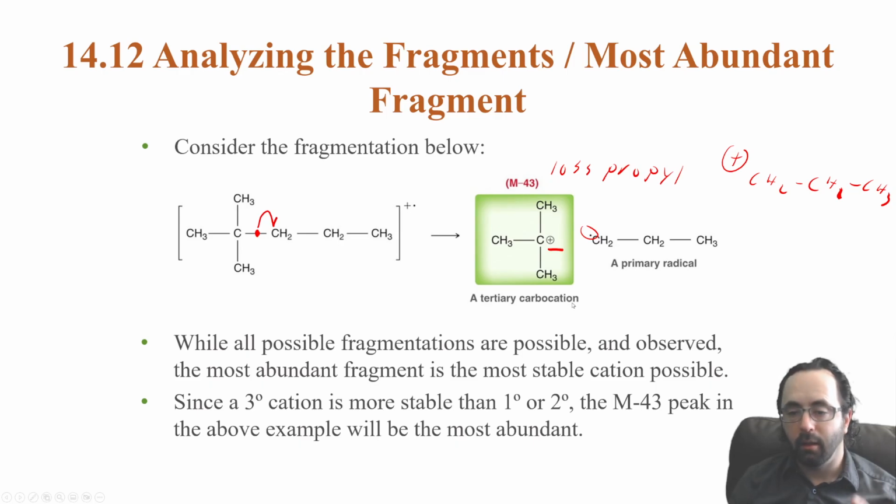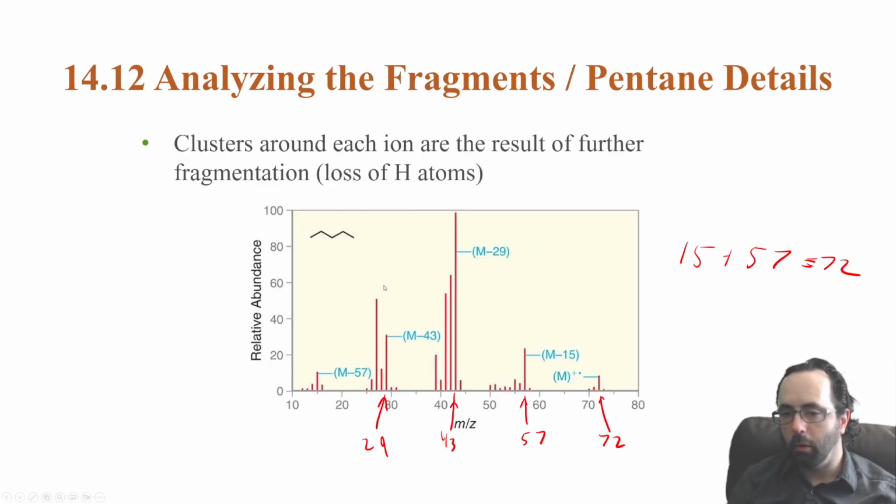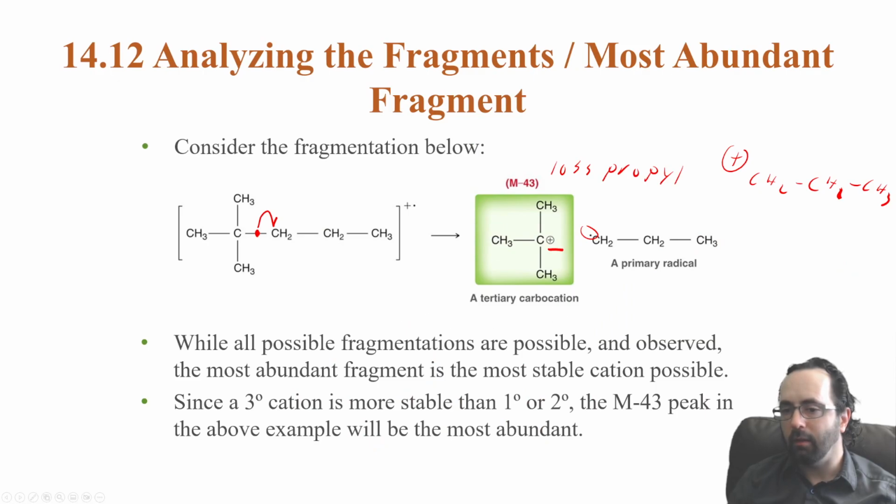Instead of getting, like here, you saw kind of an even distribution of both complements. In this case, you're going to have a heavy distribution towards the more stable carbocation in the mass spectral peaks.